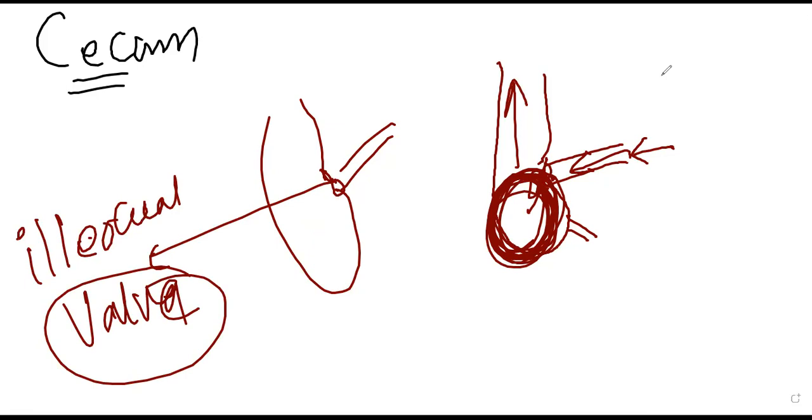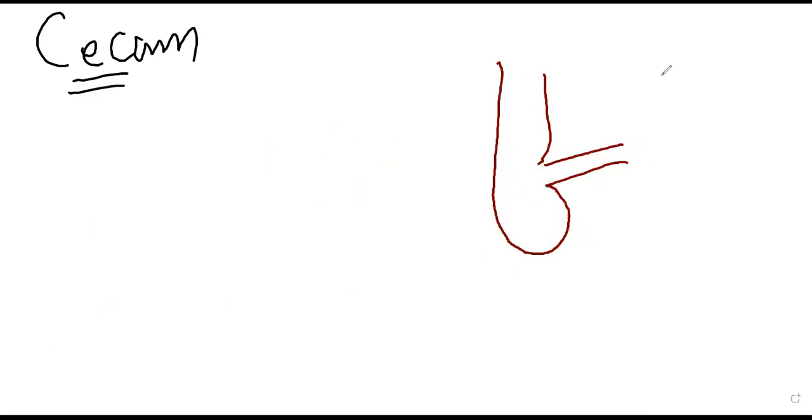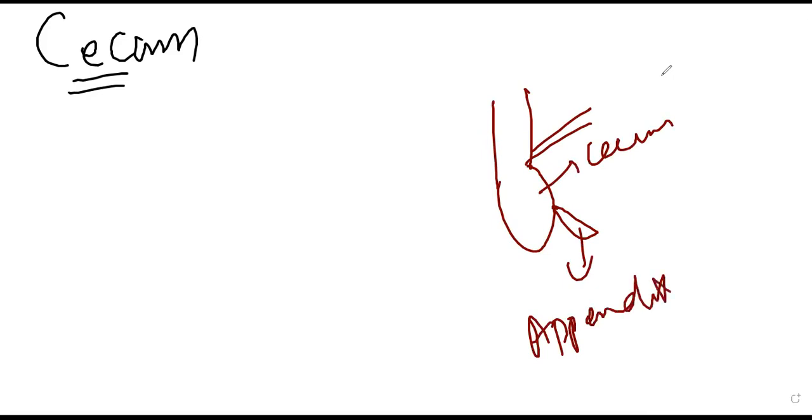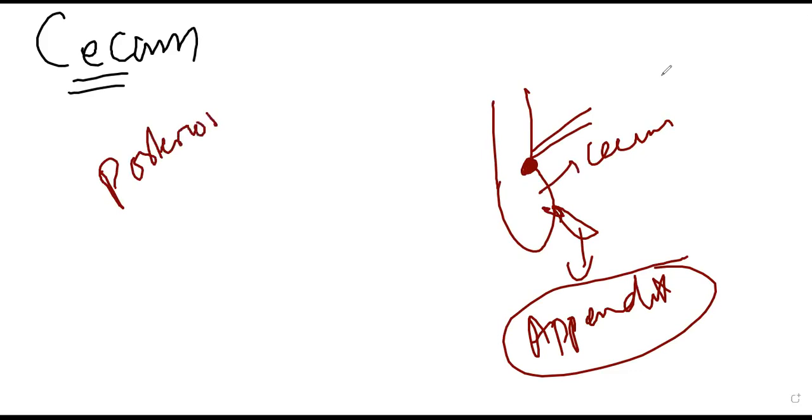Okay, the appendix here is present at the medial side of the cecum. The appendix communicates with the cavity of the cecum through an opening located below and behind the ileocecal opening. Here the ileocecal opening is present, and the appendix is present posteromedially to the cecum.